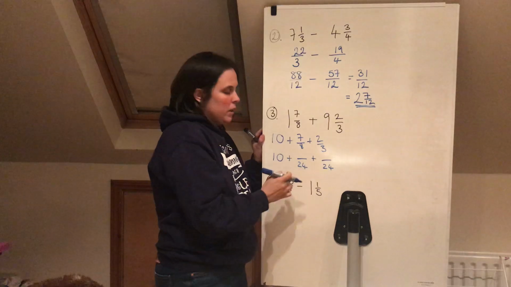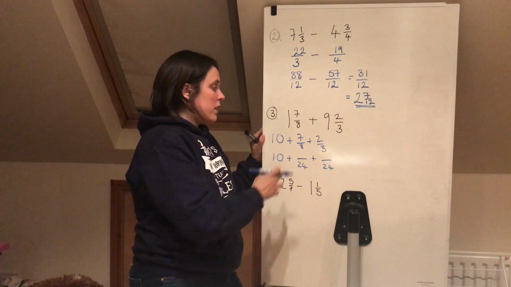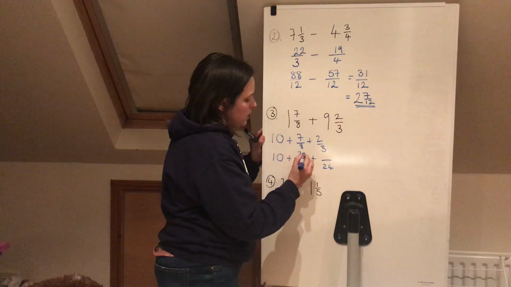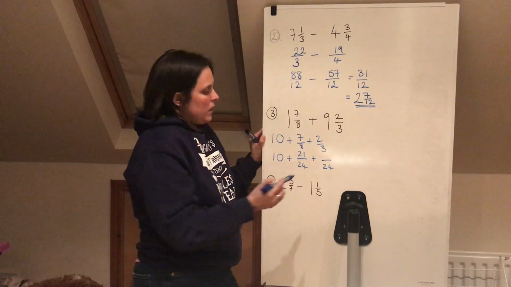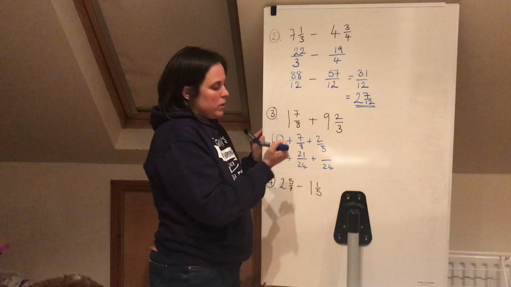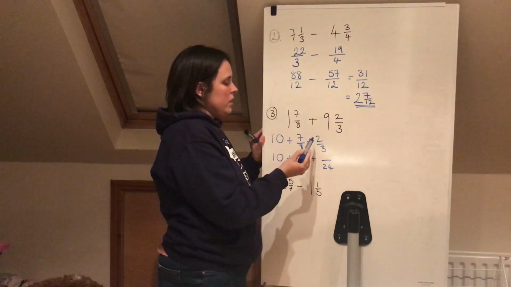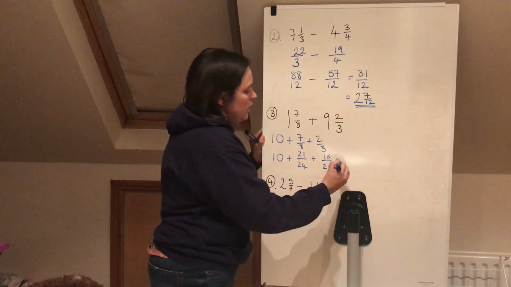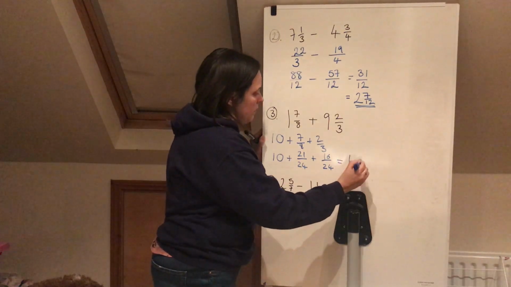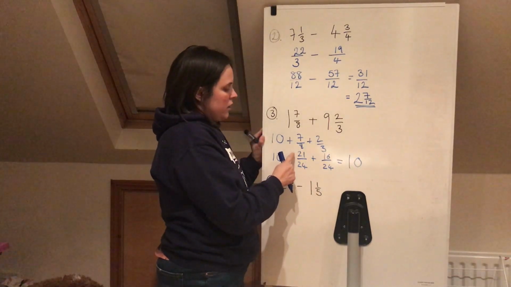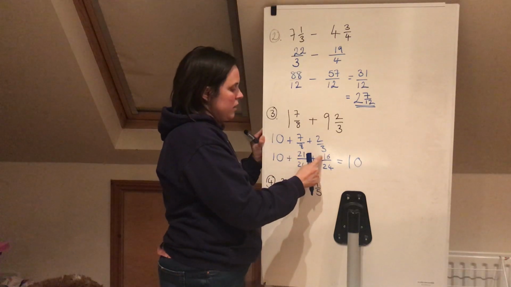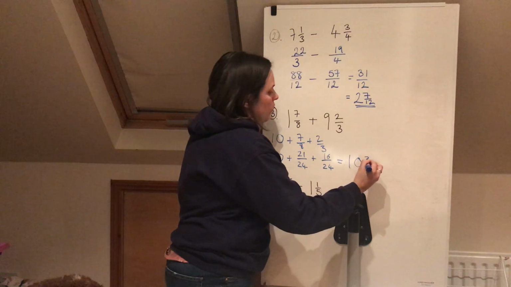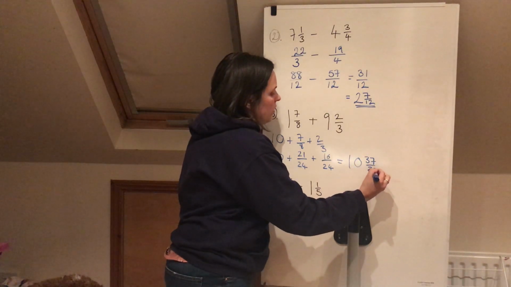What do I times 8 by to give me 24? Times by 3. So I've got to do the same with the 7. So 3 times 7 is 21. And then what do I times 3 by to give me 24? That's 8. And so 2 times 8 is 16, so I have to do the same to the top. And that then gives me 10. And 21 plus 16 is 37. So I've got 10 and 37 over 24.